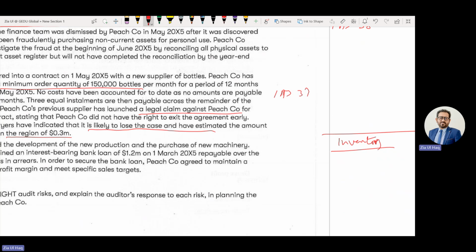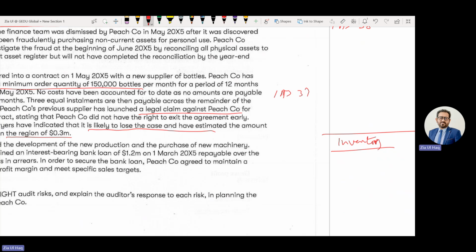If they do not record the provision, chances are that expenses and liabilities could be understated and profit overstated. Because as per the lawyer, it is highly likely the company will lose the case. There is a probability. Our response?